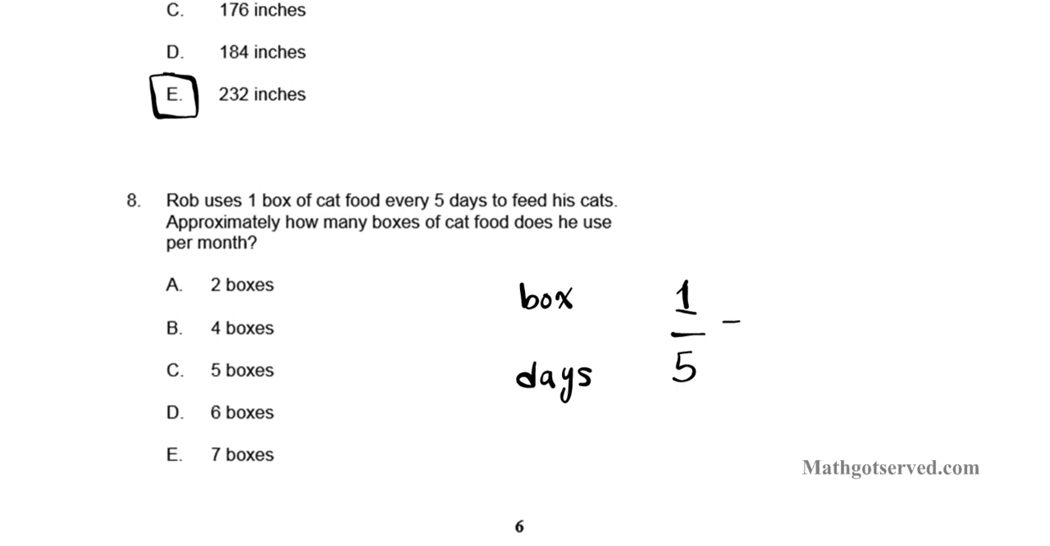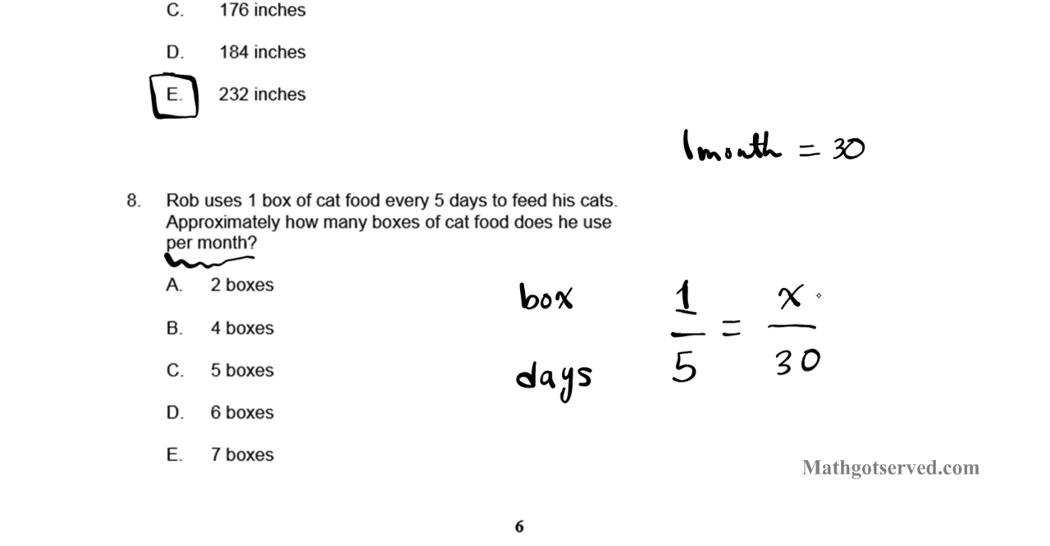Okay, that was the first fraction. And then next, it says approximately how many boxes. So let's call that x. X is the number of boxes that we do not know divided by, wait a minute, per month. Per month, how many days are there in a month? Between 30 and 31, right? So we can't put 1 month here because the unit has already been set to days. So we must convert 1 month into days. So 1 month is around, let's say 30, so let's use 30. All right, so we have this ratio set up.